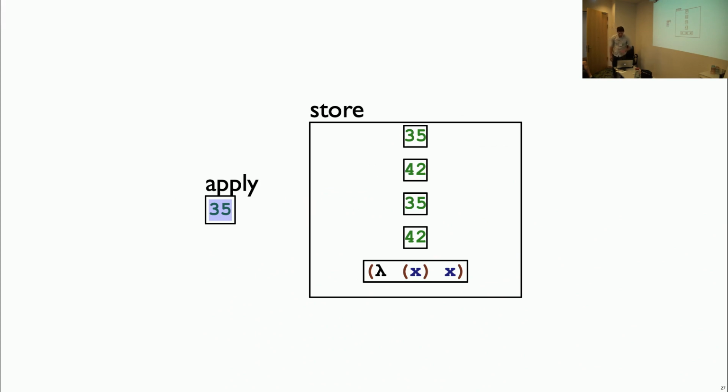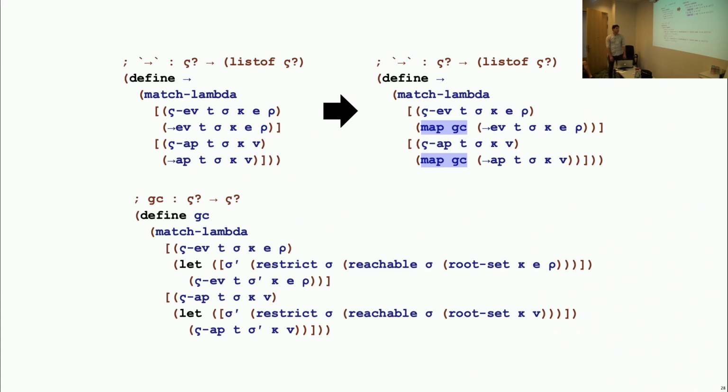So we're going to enhance our interpreter here with a garbage collector. That's really easy. We're going to go from this shape on the left to the shape on the right. All we're going to do is map the resultant states with the function GC. And GC works kind of how you would expect. We need to get a root set from the continuation and the current environment. We calculate the reachable addresses of that root set, and then we restrict our store to those addresses.